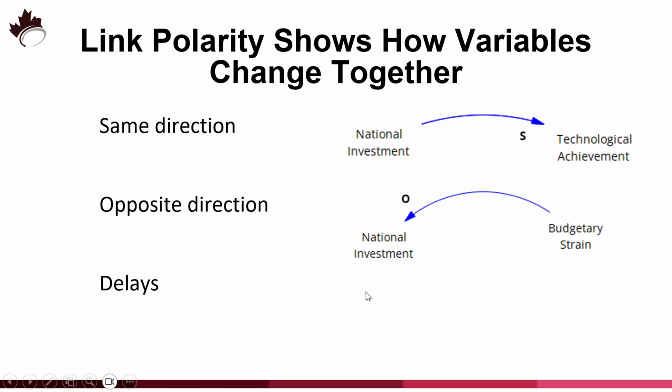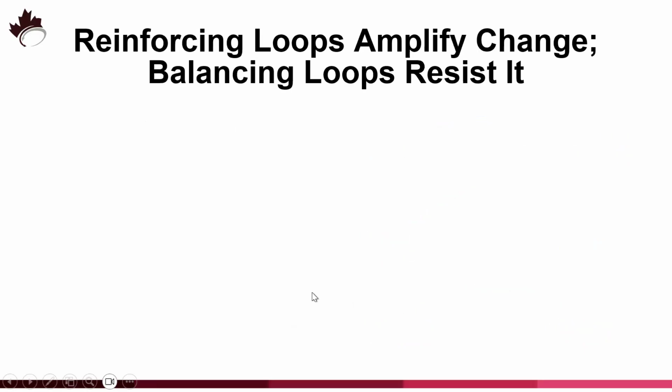And then we have delays. For example, technological achievement with a delay can lead to international prestige, and these move in the same direction, but there's a delayed reaction there. Reinforcing loops amplify change and balancing loops resist it.